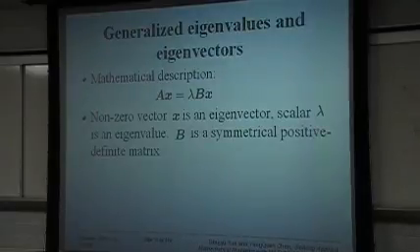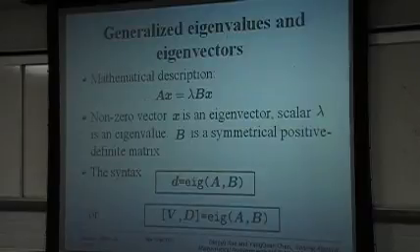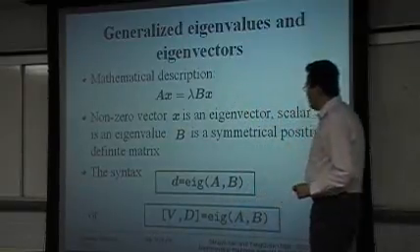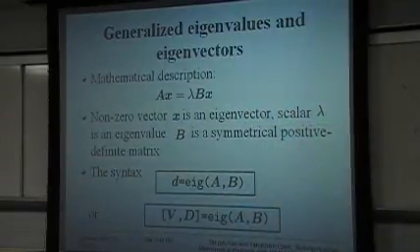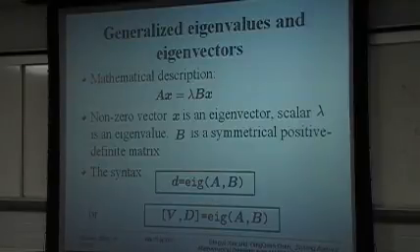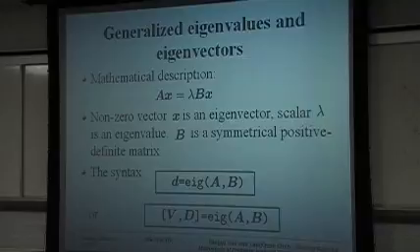How can we find generalized eigenvalues? We can still use the EIG function and put A and B in the function to get the generalized eigenvalues and eigenvectors. I am not going into too much mathematical detail about it. What you need to do is know how to use the EIG function.